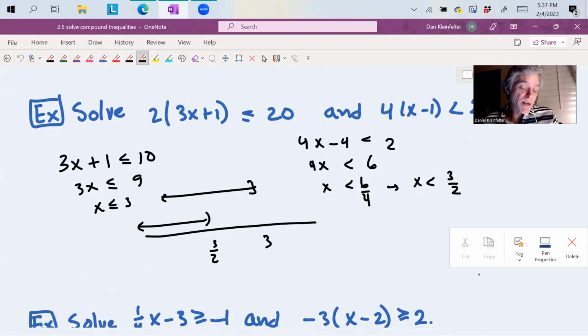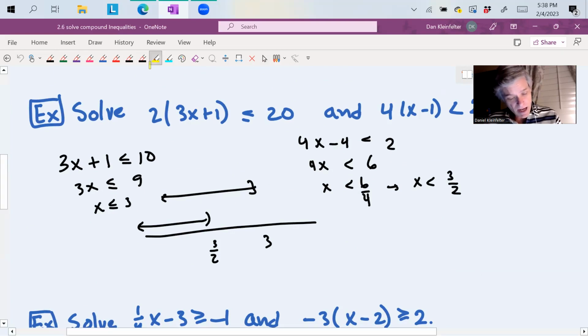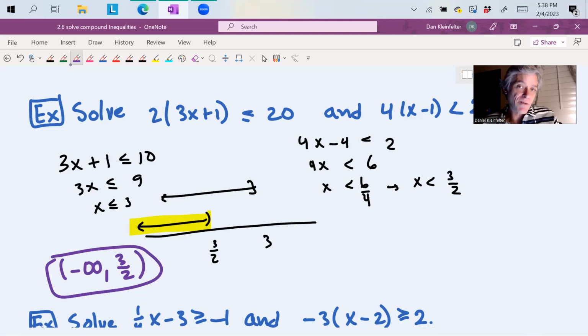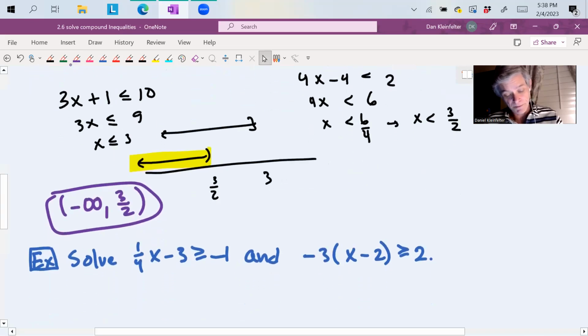We want the x values that satisfy both of those, the first one and the second one. And so that will be the x values that are smaller than 3/2. So it'll be negative infinity up to, but not including 3/2. Those will be the x's that fit the first one and the second one.